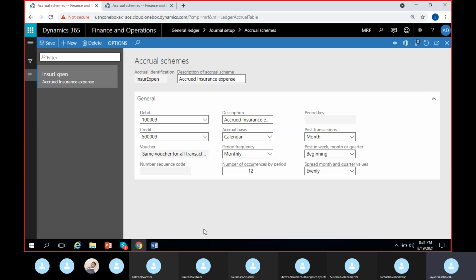Okay, don't worry, I'll explain you once again. First, let us try to apply this scheme and see how the entries are being posted. Again, I'll come back to explain this for you. Okay. So this scheme is created.